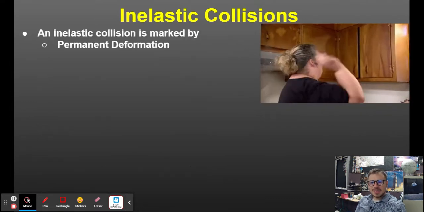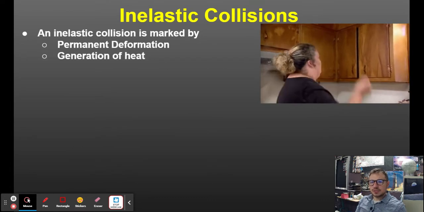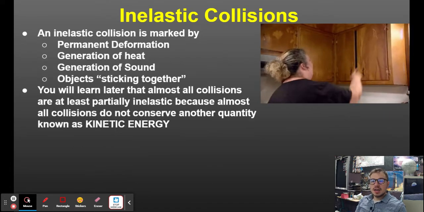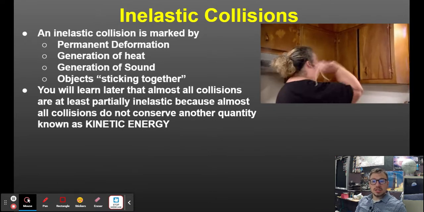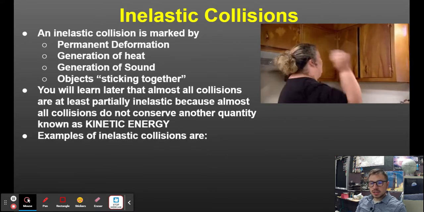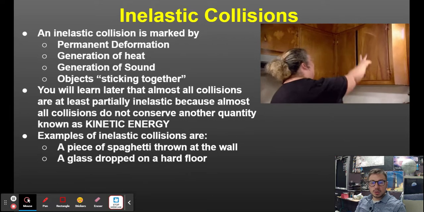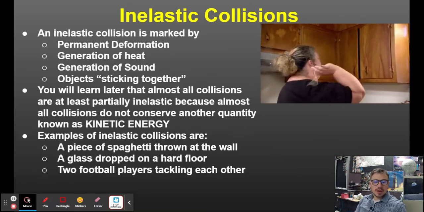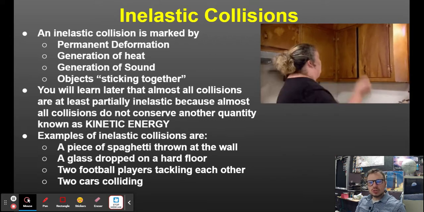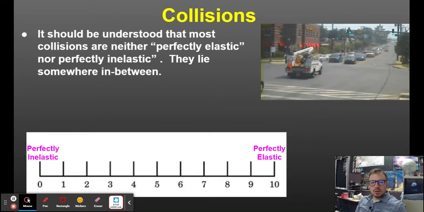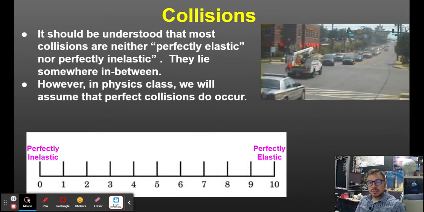Now, inelastic collisions are marked by permanent deformation, generation of heat, and generation of sound. Actually, all collisions have some sort of inelastic collision properties. So here are some examples: a piece of spaghetti being thrown at a wall, a glass dropped on a hardwood floor, it's going to break, permanent deformation, two football players tackling each other, they're going to grab each other and try to bring each other to the ground, two cars colliding. Now, all collisions have some sort of elastic and inelastic property. There's no such thing as a perfect elastic or perfect inelastic, but it does land somewhere on a scale, right? You can say a collision is closer to one end or the other.